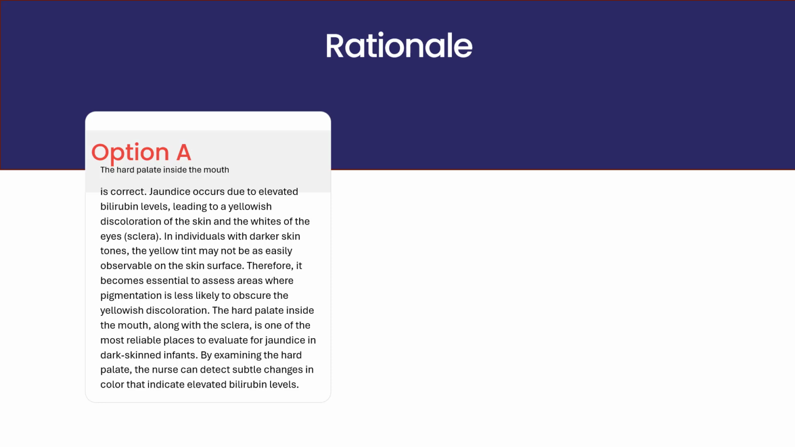The hard palate inside the mouth, along with the sclera, is one of the most reliable places to evaluate for jaundice in dark-skinned infants. By examining the hard palate, the nurse can detect subtle changes in color that indicate elevated bilirubin levels. B, C, and D are incorrect.